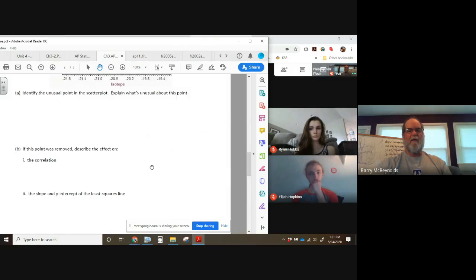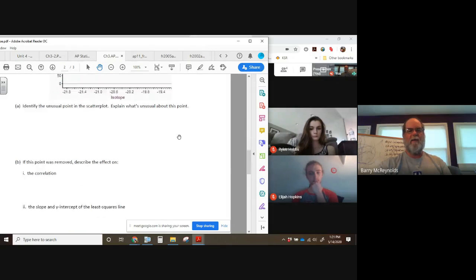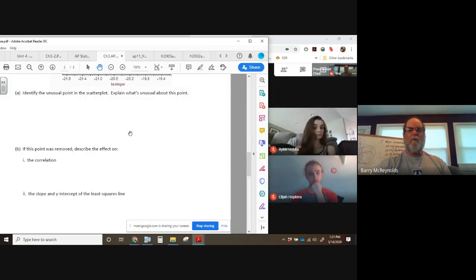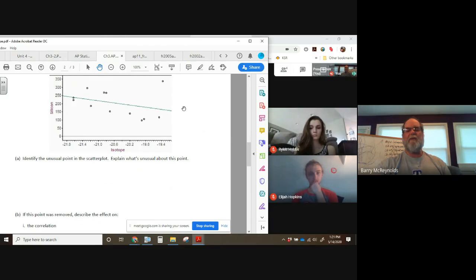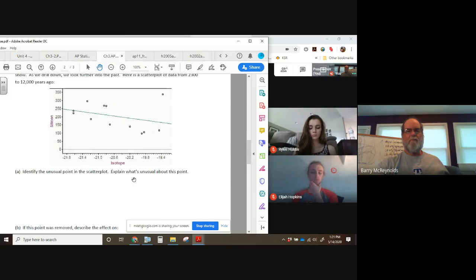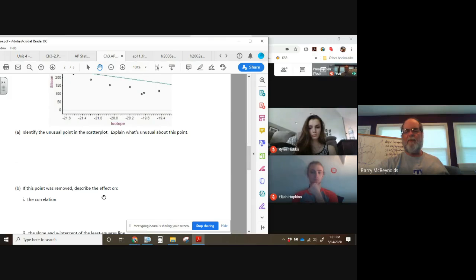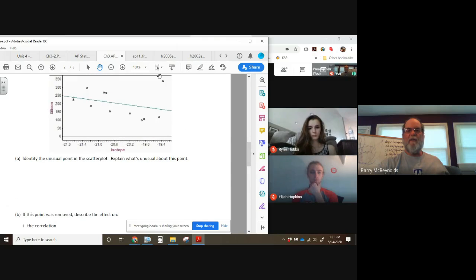Now we need to talk about what happens if we were to take this point away, just ignore that data point. What happens to the correlation? We don't have any values here, so we can't talk quantitatively about the correlation, but we can certainly talk qualitatively. So what we have here is a moderately strong correlation that is certainly linear in nature, and the slope is negative. So the R value is some negative value. And so if we take this point away, the correlation gets stronger.